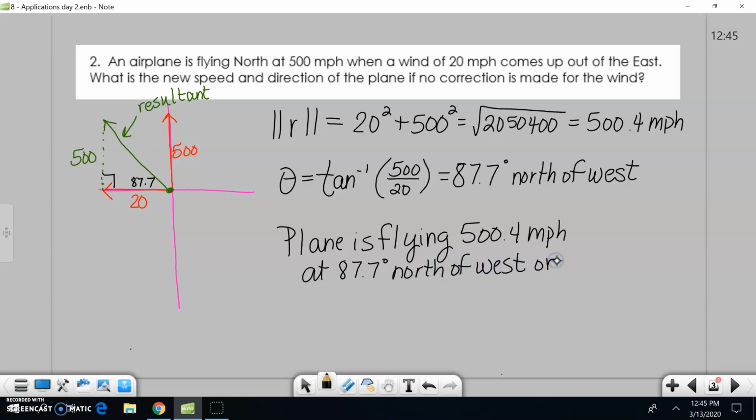Or you could say that it's also flying 2.3 degrees west of north. How did I get that answer? Well, if you think about it, this angle right here is 2.3 degrees because 2.3 plus 87.7 will make 90 degrees. So if you're talking about the plane going straight north, probably the better answer is going to be the 2.3 west of north, but technically both degree measurements are accurate.